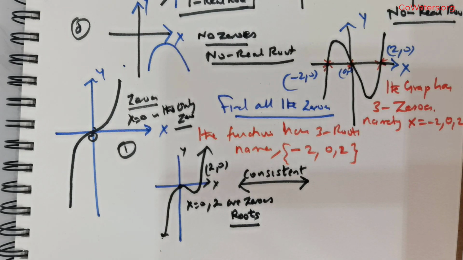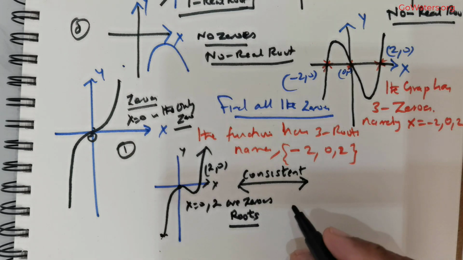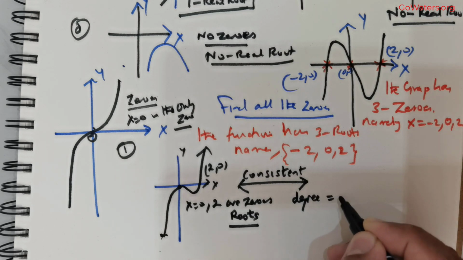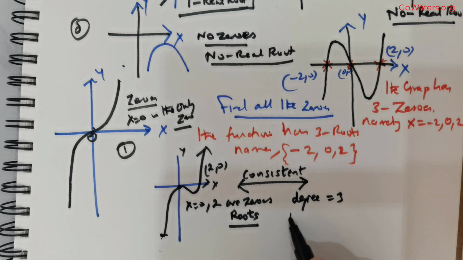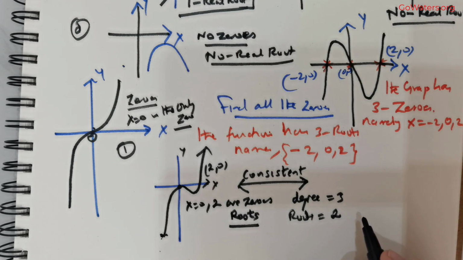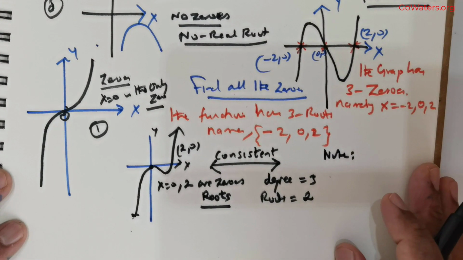They mean the same. Now clearly you can see, if they say this is a cubic polynomial, the degree of this polynomial is 3. But the number of roots that we are getting is 2. Remember, the degree is 3, the roots will not go beyond the degree. That's a very important point you have to know. So what is the note?